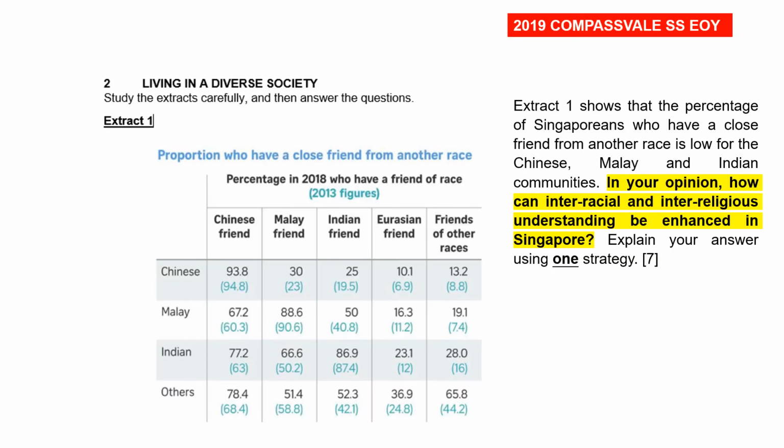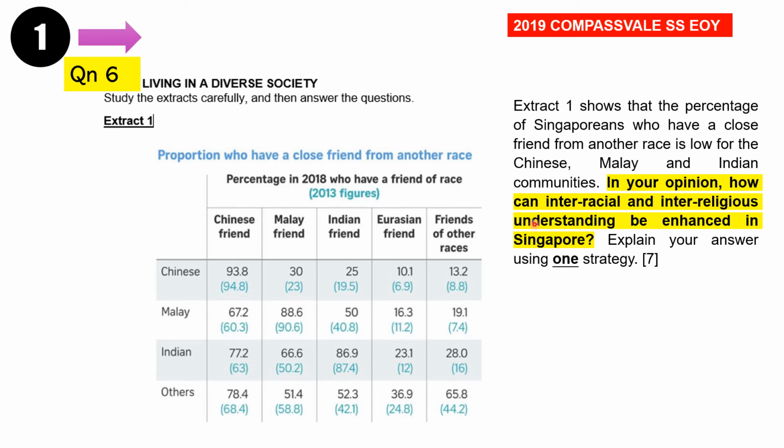All right, let's take a look now at SRQ example 2. All right, next we are looking at the 2019 Compassville paper. All right, always remember to look out for the issue, which is living in a diverse society, and this is specifically for question 6. Okay, now look at the extract itself. If you look very carefully, we are looking at the percentage of Singaporeans who have very close friends from other races. Okay, and you can see that this is just the breakdown of percentage.